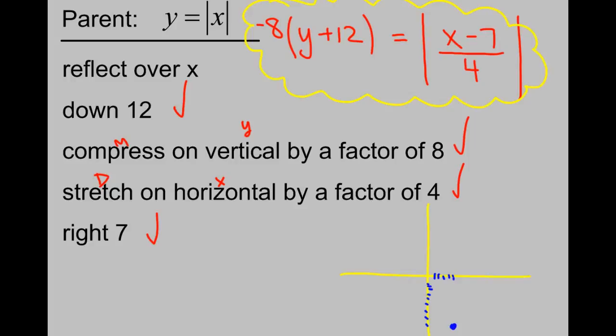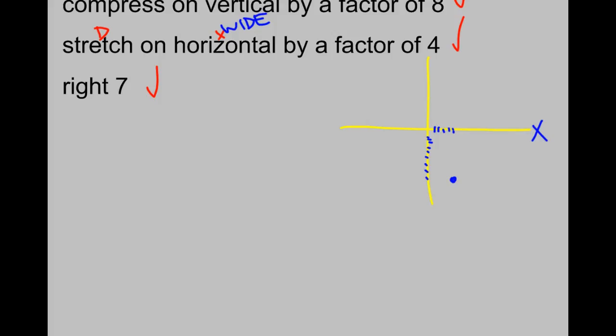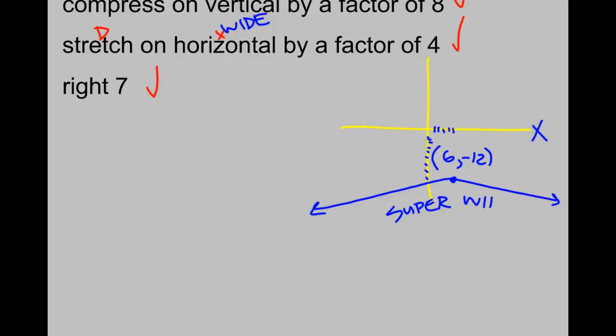This one's a little weird because it's going to compress and then it's going to stretch. What's going to happen? Compress on the vertical. That's going to make it what? Wide. And the other one is a stretch on the horizontal, which is also going to make it wide. So this one is going to be super wide. Okay, and it's going to be an absolute value down there. Reflect over the x, so it's going to be upside down and super wide. Vertex, 6, -12. Label it. It's kind of fun. Super wide.